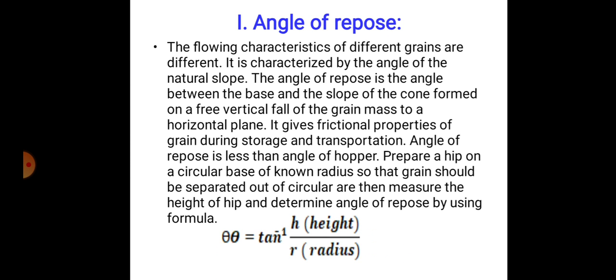Prepare a heap on a circular base of known radius so that grain should not spill out of the circular base, and then measure the height of the heap and determine the angle of repose by using the formula tan inverse h by r, that is height by radius.